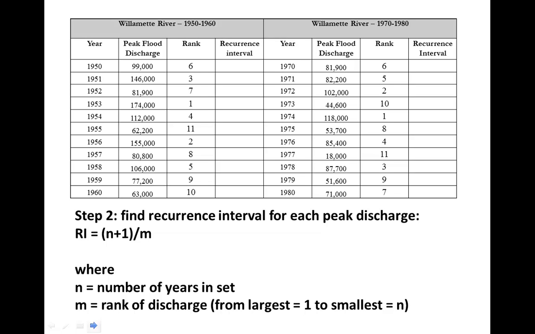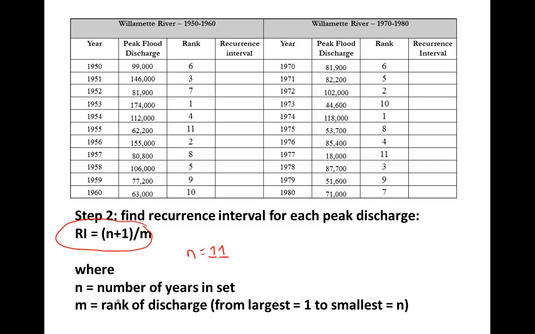The next step is to calculate the recurrence interval for each rank. Recurrence interval is an expression of the frequency, how often, on average, we should expect to see a flood of that size, given the range of discharges we have in each data set. Recurrence interval is calculated simply from the rank of that discharge. The formula for calculating each recurrence interval is given here. N is the number of years in the data set. In this case, N always equals 11 because we have 11 years of data in each set.